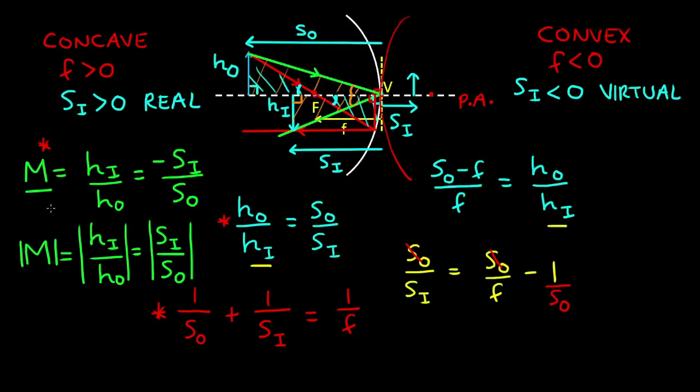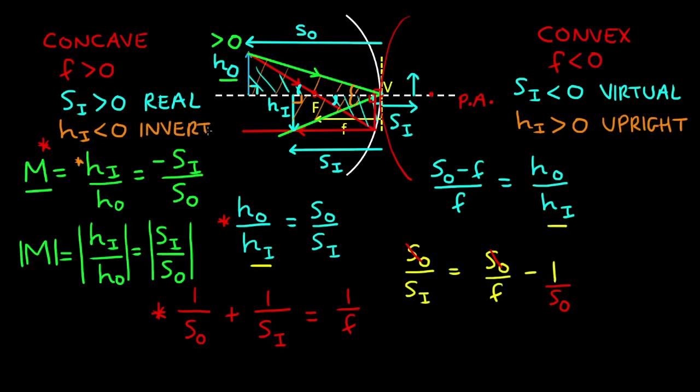Now if we consider the magnification, and given the height of the object is positive, then if the height of the image is positive, then M is also positive, and therefore the image would be upright. And on the other hand, if the height of the image ends up being negative, then M would be negative and the image would be upside down or inverted.